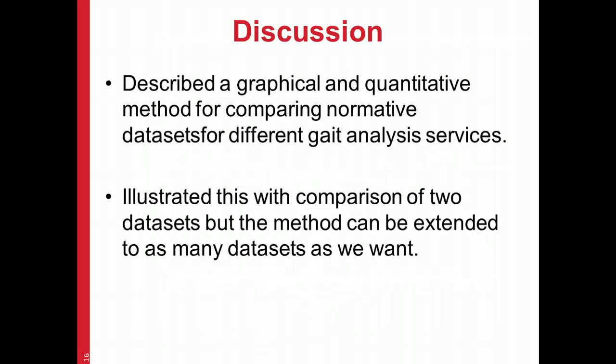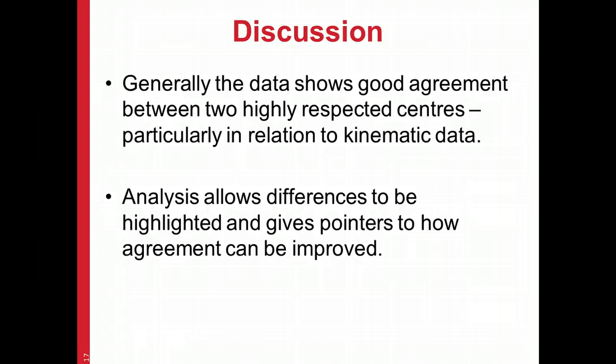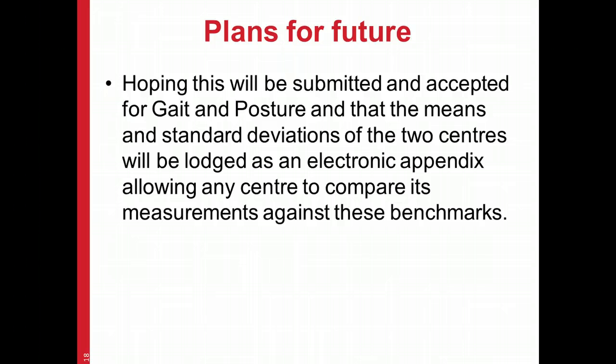So, by way of discussion, we've described a graphical and quantitative method for comparing normative data sets for different gait analysis services. We've illustrated this with comparison of two data sets, but the method can be extended to as many data sets as we want. Generally, the data shows good agreement between two highly respected centres, particularly in relation to the kinematic data. And the analysis allows differences to be highlighted and gives pointers to how agreement can be improved.